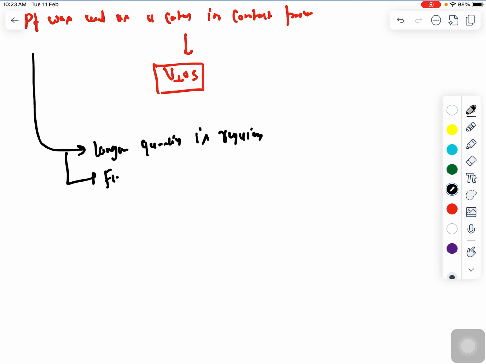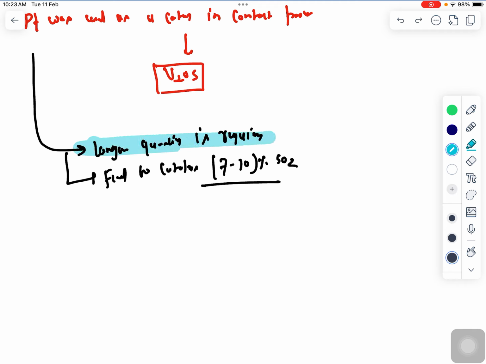And if you see the feed to catalyst ratio, there was a variation of 7 to 10% of SO2. That's why the major disadvantage of using platinum as a catalyst was that it was required in very large quantity, which is undesirable for production, and ultimately it was increasing the cost of production.